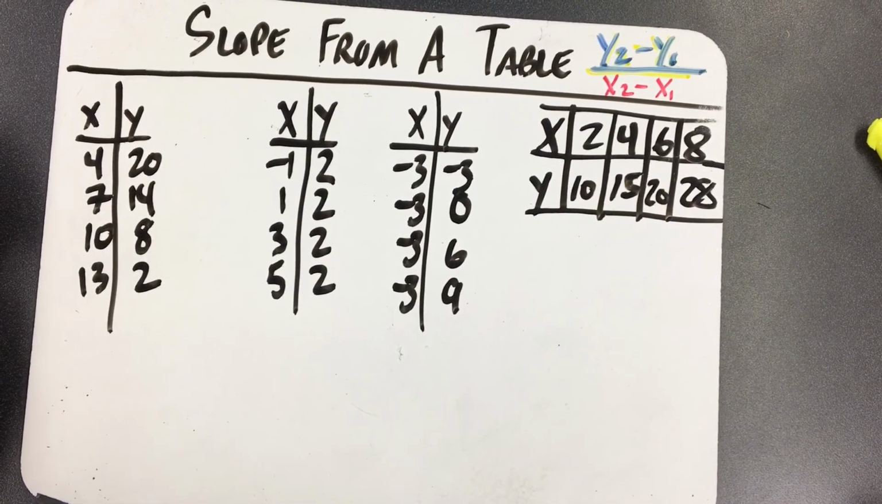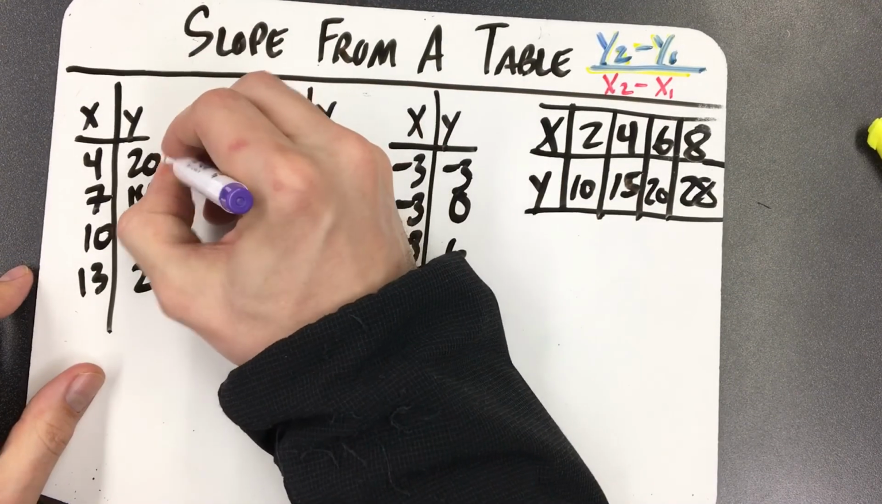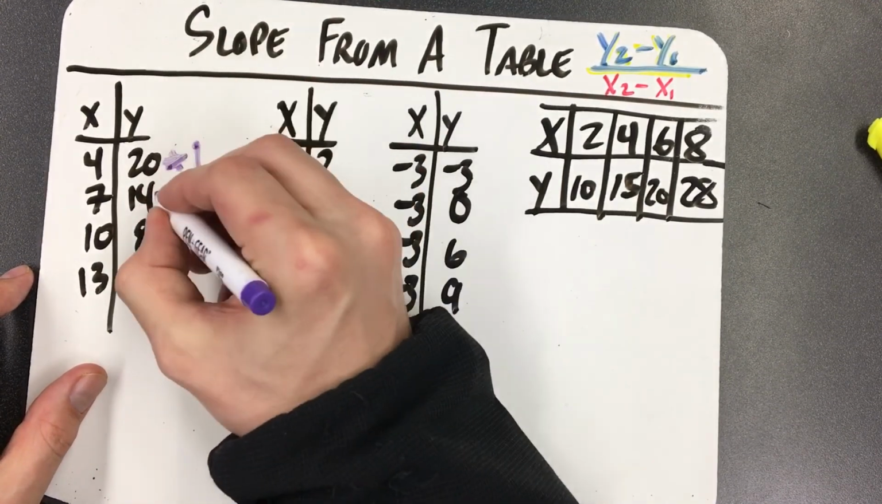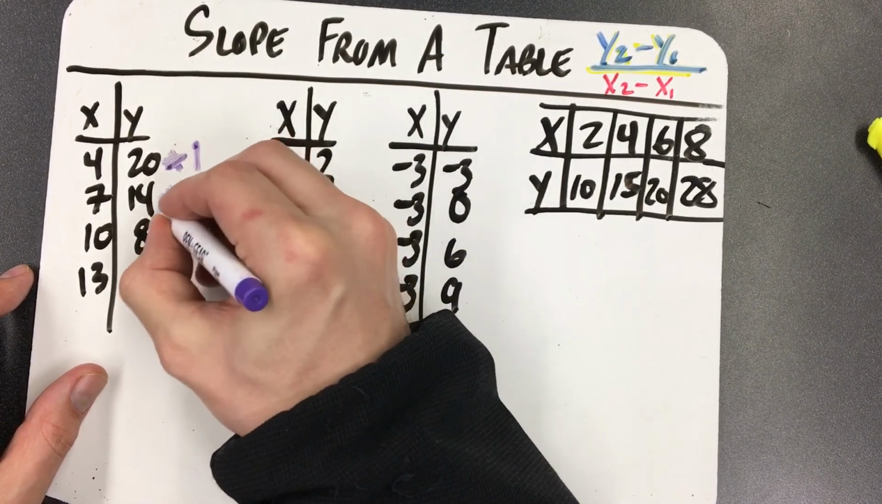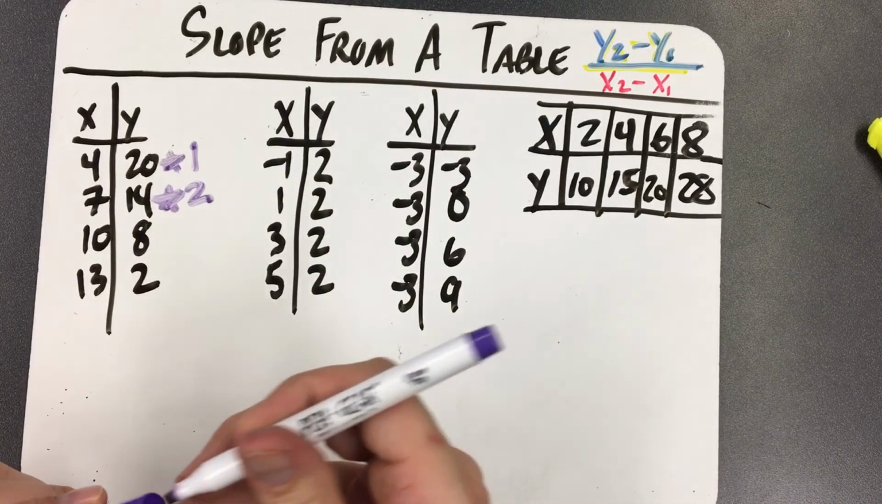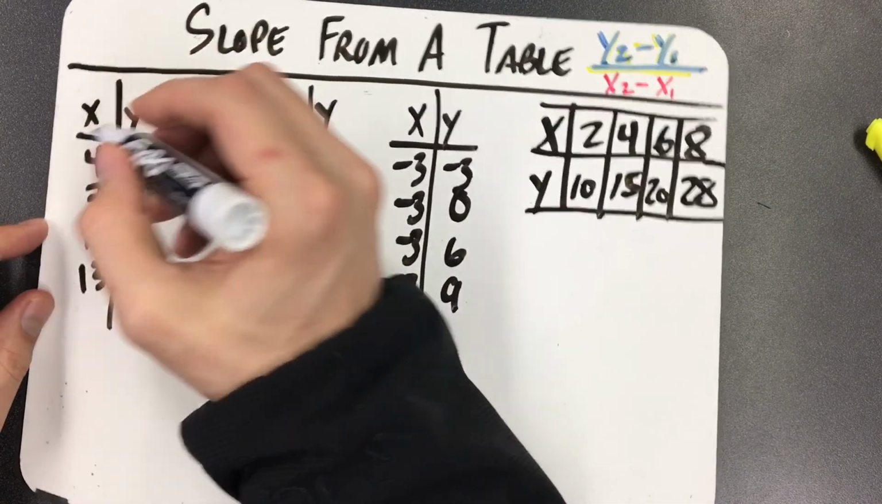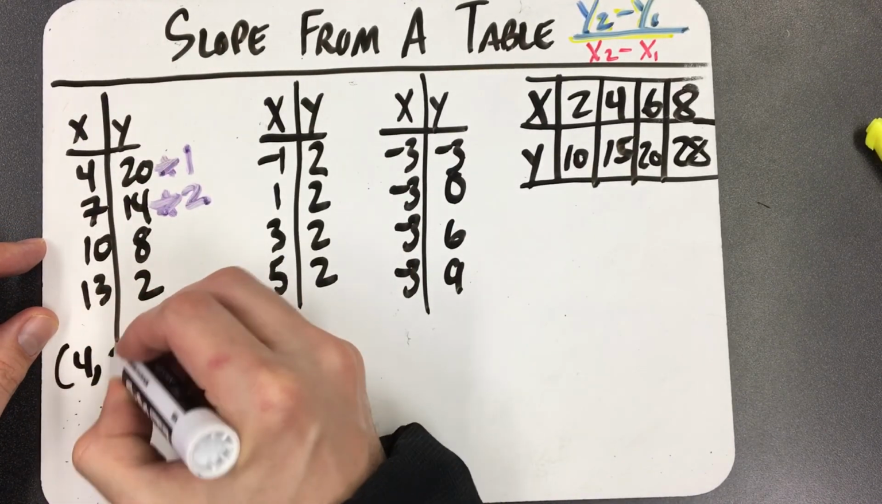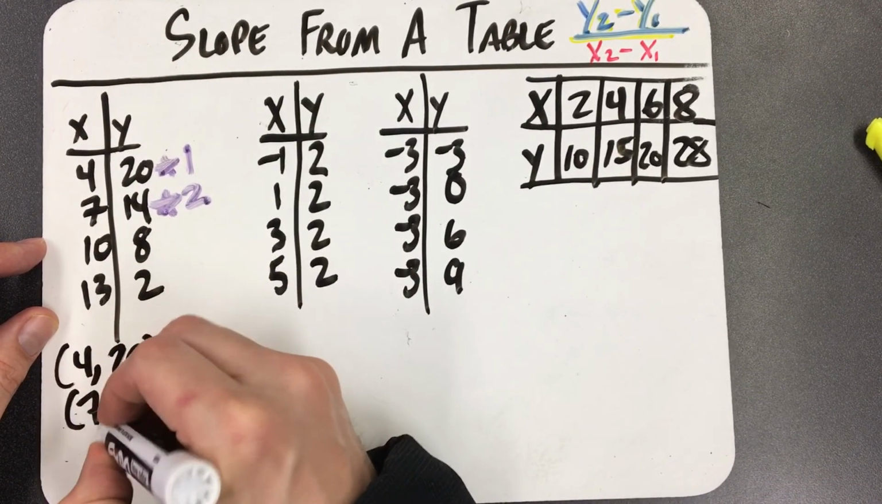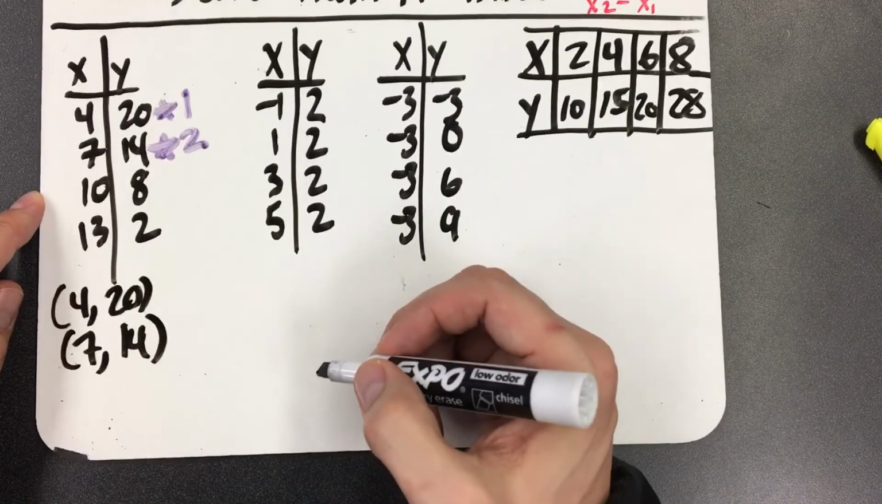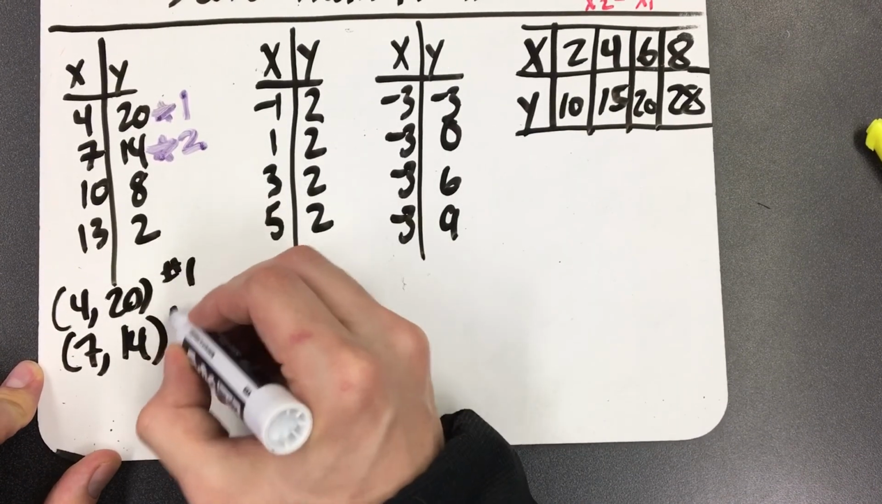For a lot of people, you may just pick the first 2 points just because that is what's staring you in the face. And so maybe you say, I'm going to pick this one for point number 1 and this one for point number 2. That's a little star. Point number 1 and point number 2, right? So you have chosen 4, 20 with 7, 14. Those are your 2 points. And this one's number 1 and this one's number 2.